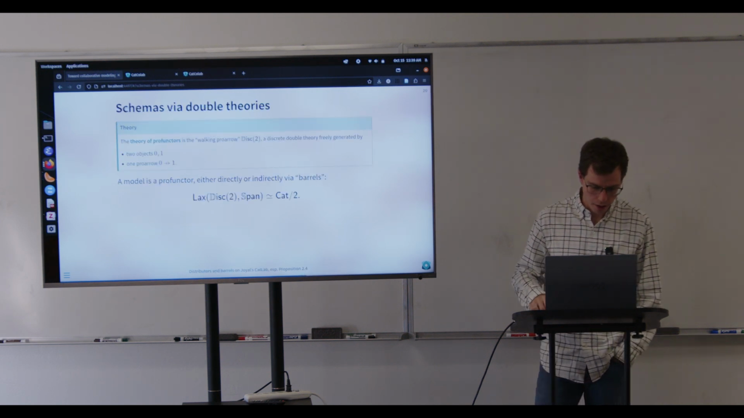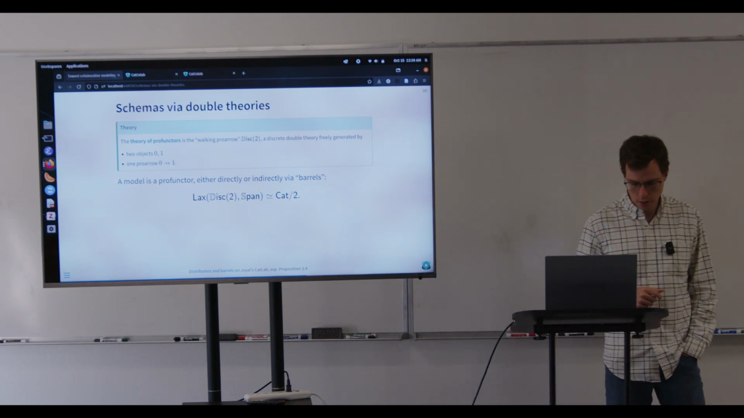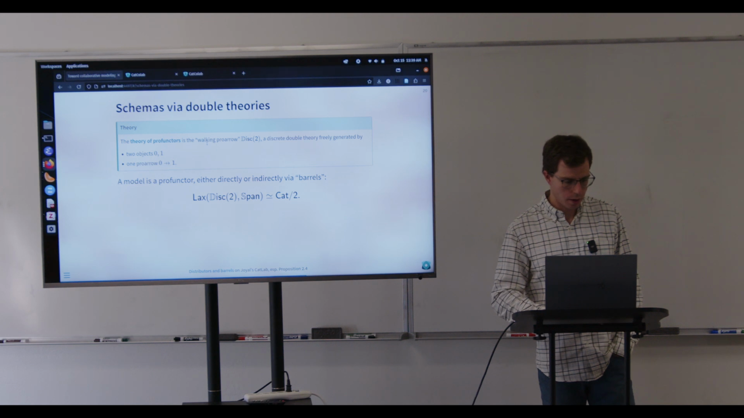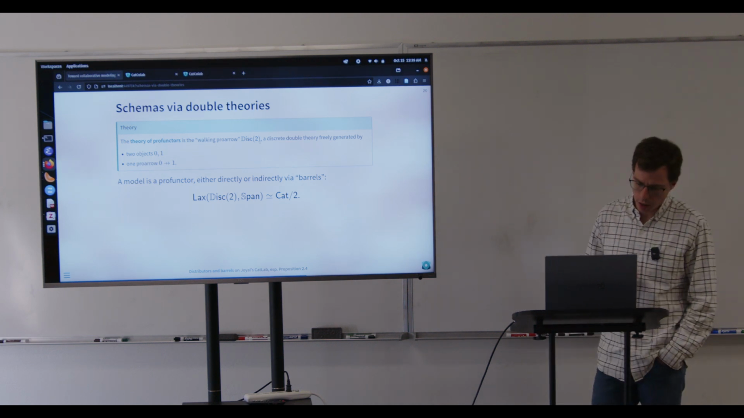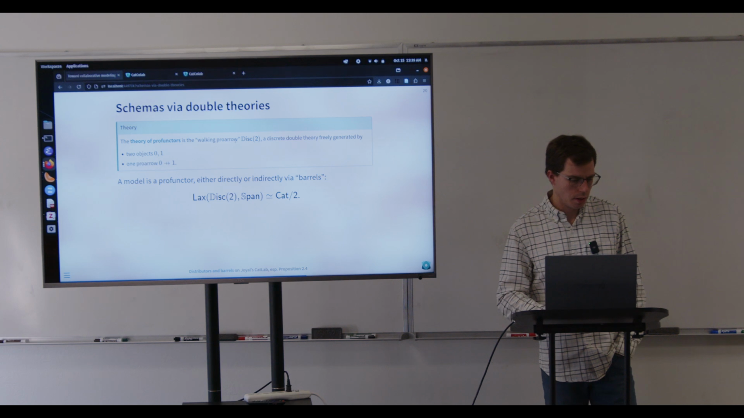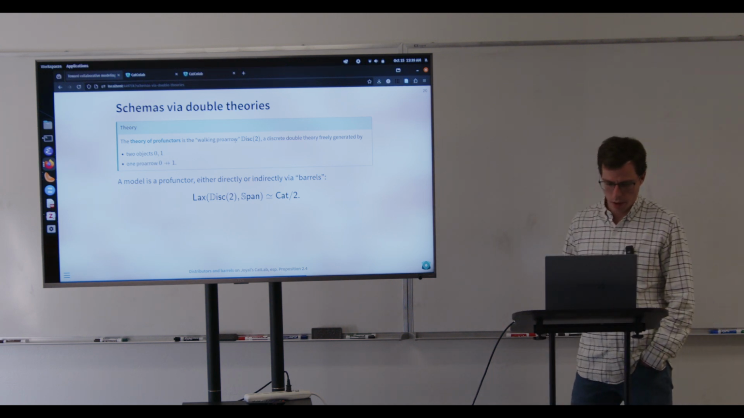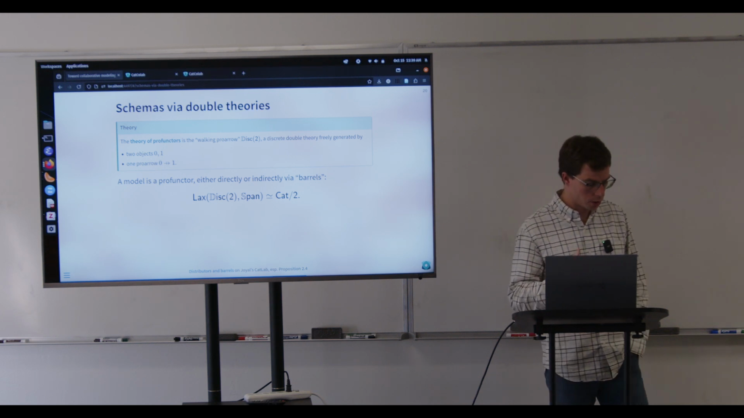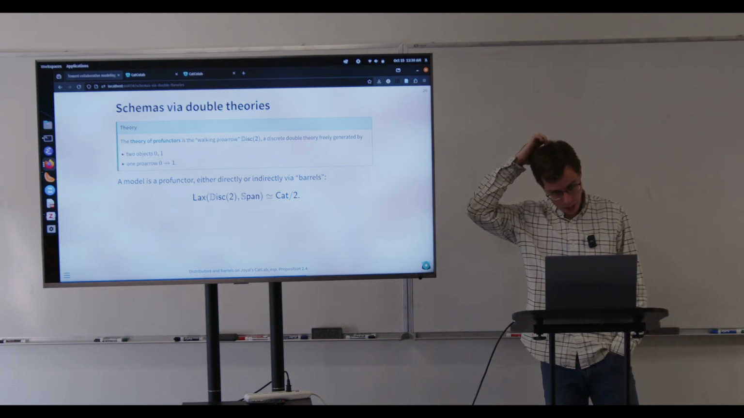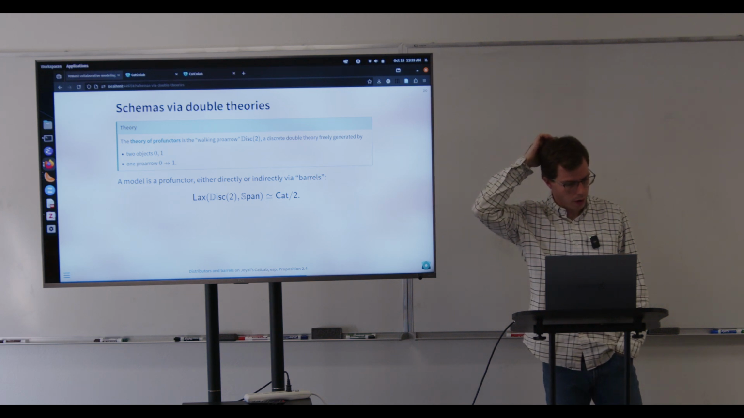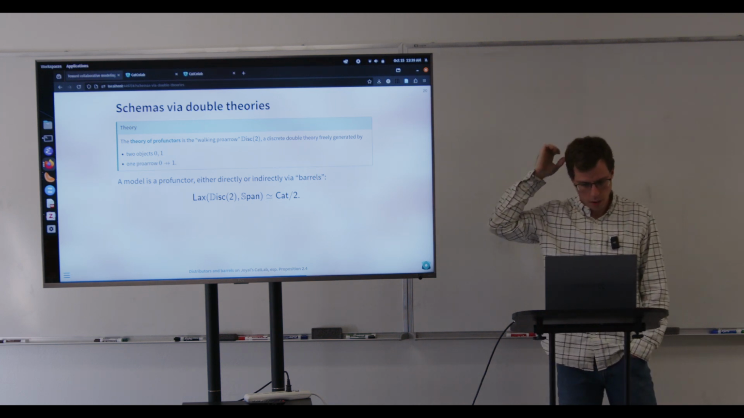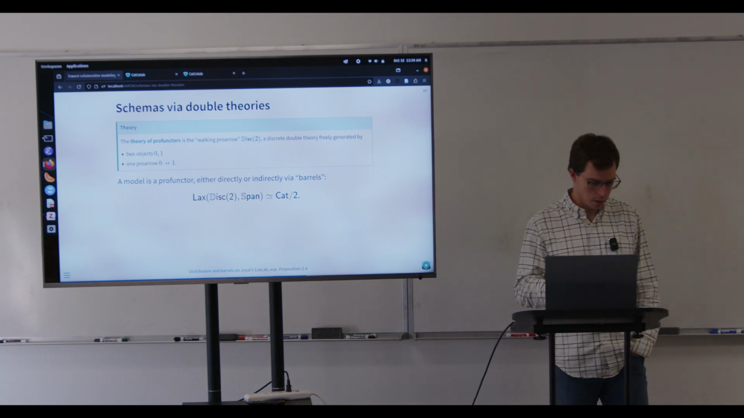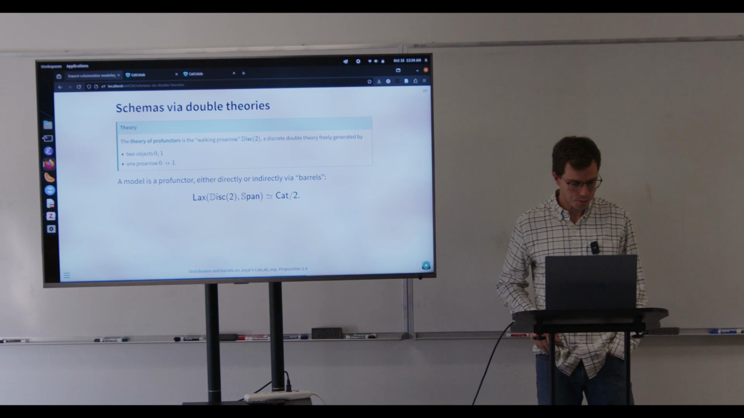This is an even simpler double theory than before. If we take the interval category and then look at the discrete double category on that, that's what we might call the walking pro arrow. It's the discrete double theory that's freely generated by two objects and a pro arrow between them. And a model of such a theory is a profunctor, basically directly by the definition that I gave of a model as a normal prof-valued functor.